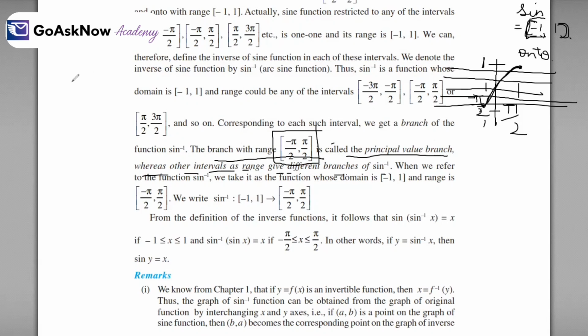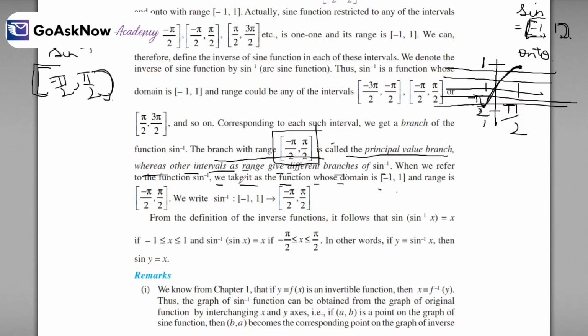So if anyone asks you what is the range of the sine inverse function, you must say that sine inverse is covered in minus pi by 2 to pi by 2. That should be remembered. It will be minus pi by 2 to pi by 2, not all real numbers. Okay.